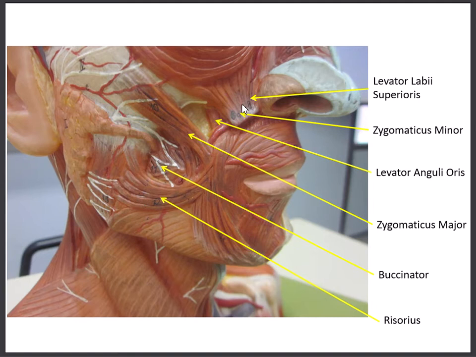Okay, so Levator Labii Superioris and Zygomaticus Minor work together to lift the lip up. Our three smiling muscles, Levator Anguli Oris, Zygomaticus Major, and Risorius, cause the smiling. And the muscle that compresses the cheek is going to be the buccinator.